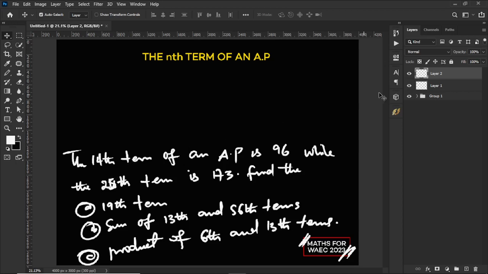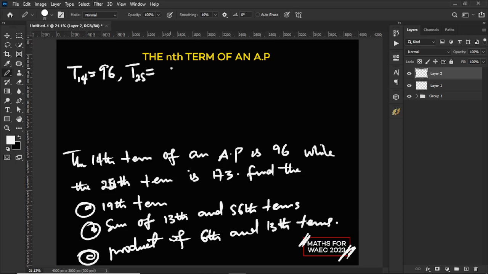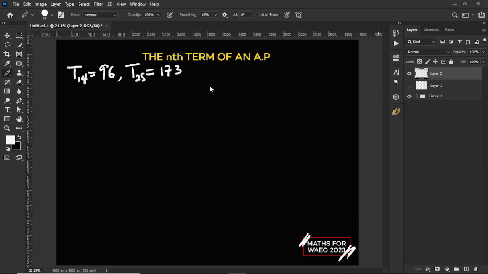The question says the 14th term of an AP is 96. So that is T14 equal to 96. While the 25th term is 173. So T25 is equal to 173. And also we should find the 19th term. So let's stop there first. Let's find the 19th term.